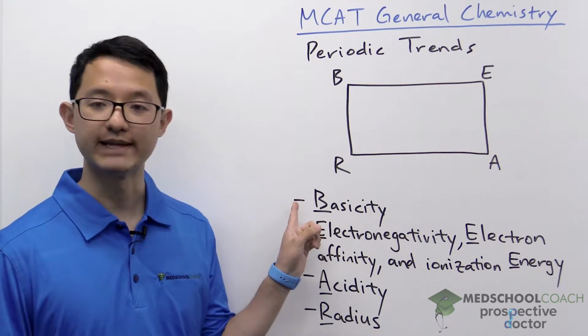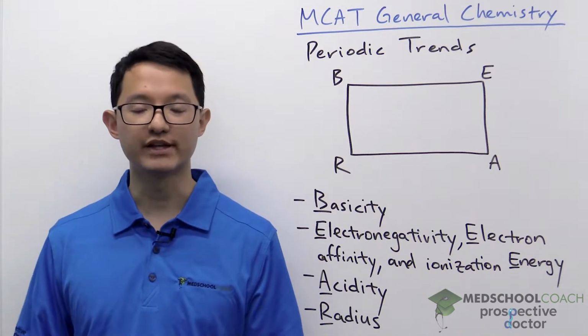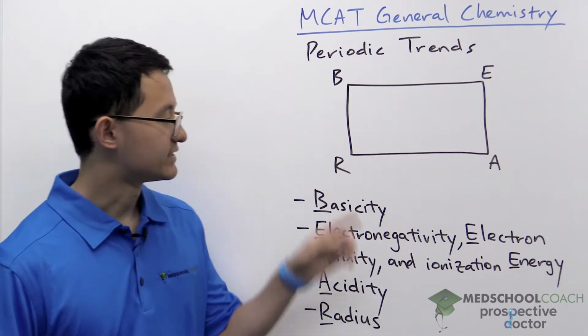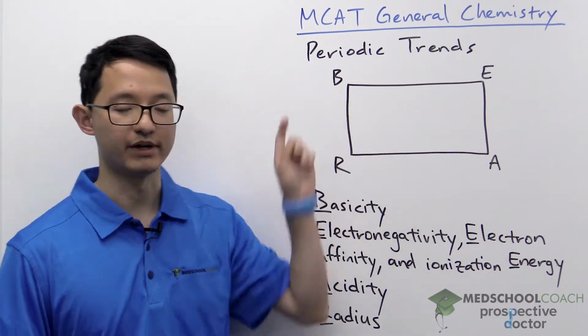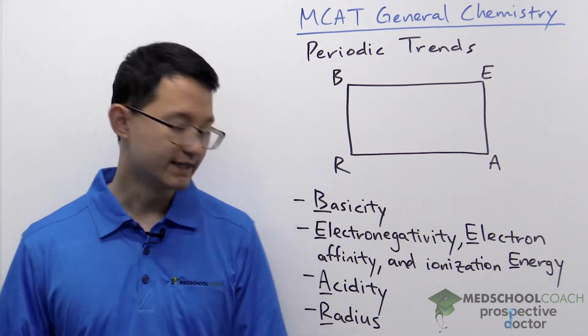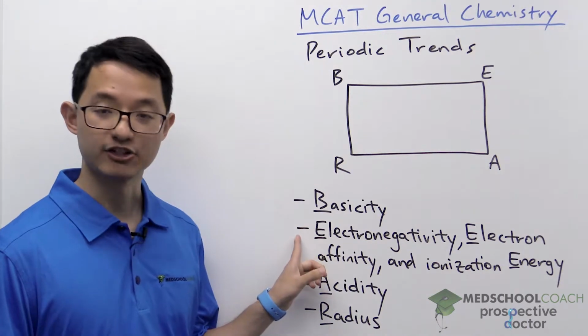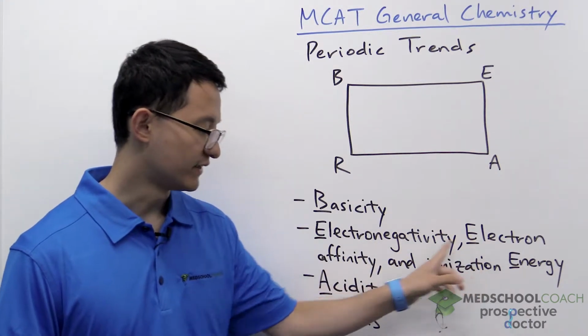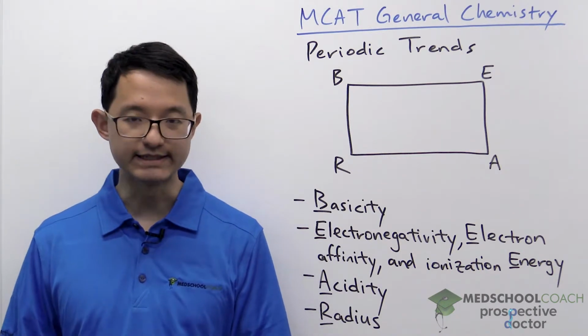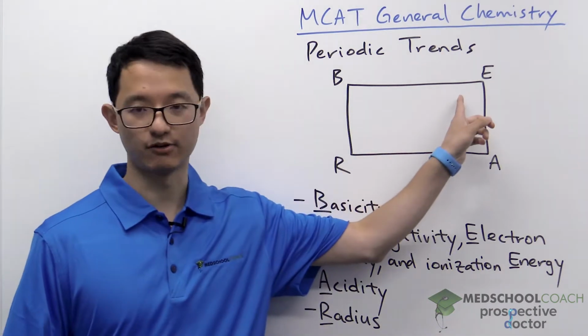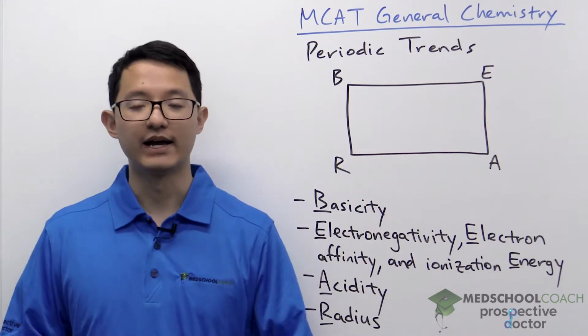B stands for basicity, the ability of molecules to accept protons. As you can see, basicity increases going up and to the left of the periodic table. E stands for three things: electronegativity, electron affinity, and ionization energy. All of these E's increase going up and to the right of the periodic table.